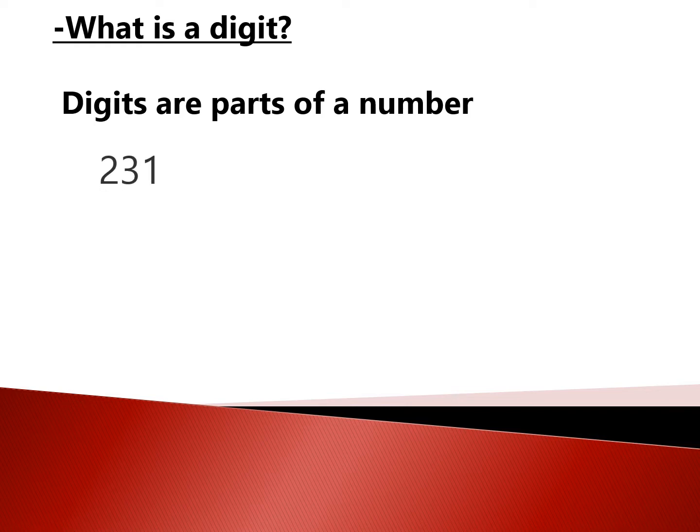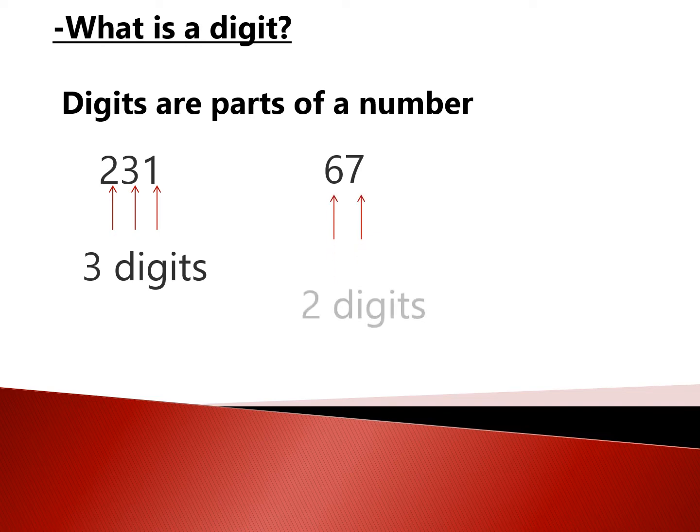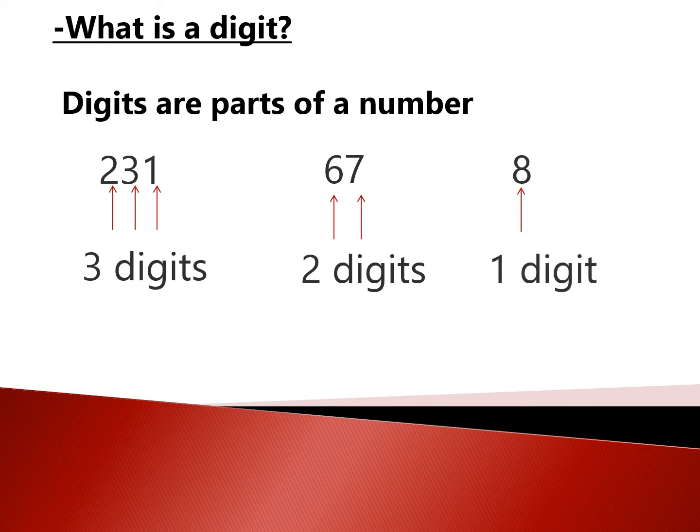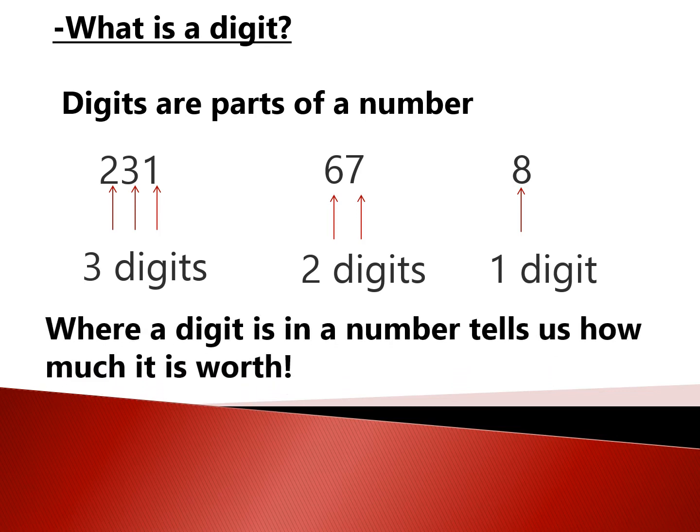Let us start by learning what is a digit. Digits are parts of a number. For example, number 231 has 3 digits. 67, a 6 and a 7, 2 digits. Number 8 has only 1 digit. Where a digit is in a number tells us how much it is worth.